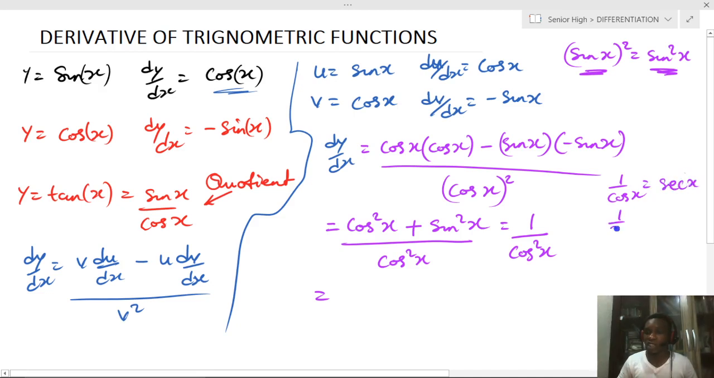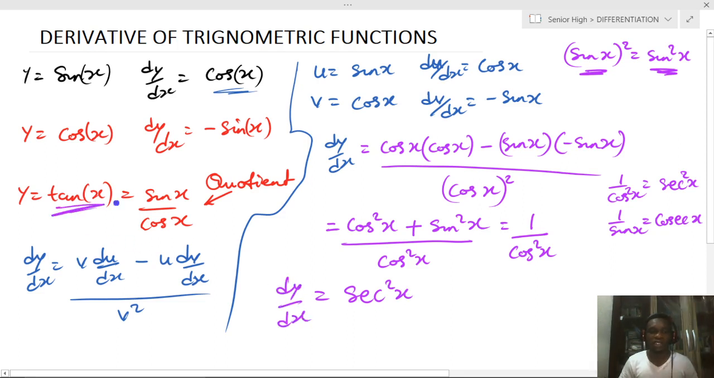And 1 over sine x is actually equal to what? Cosec x. It's good you know all these things, all these signs. So we know that since 1 over cos x is actually sec x, then when we have it as cos square x, it will be what? Sec square x, right? So therefore 1 over cos square x here will give us sec square x, which is your dy dx of your tan.